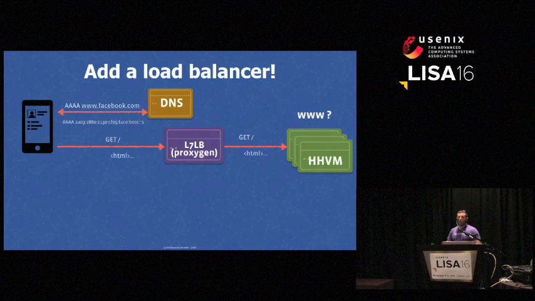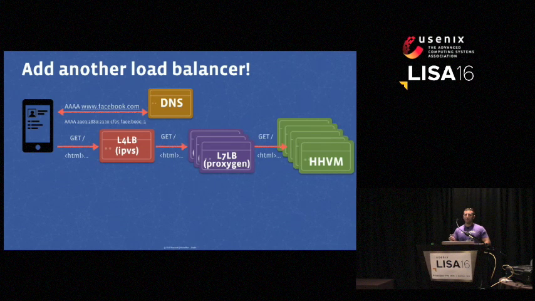So now we've terminated all the TCP and SSL connections on this one L7 ProxyGen server, and we have a lot more HHVMs behind it. But we still need a lot more RPS. We still need a lot more HHVM servers, and that ProxyGen server is a single point of failure. So how do we solve adding more ProxyGens? We add another load balancer in front of it. This is where we introduce our L4 load balancer.